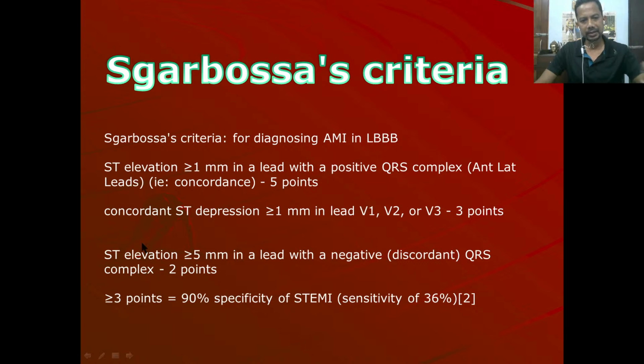Now again this is like just the first point. So a score of 3 points positive means 90% specificity for STEMI, ST elevation MI, and sensitivity of 36%. So these criteria will help us to be slightly more accurate, but in the end it is your individual diagnosis, and the patient's life lies in your hands, and you have to know your stuff and do the best you can for your patient.